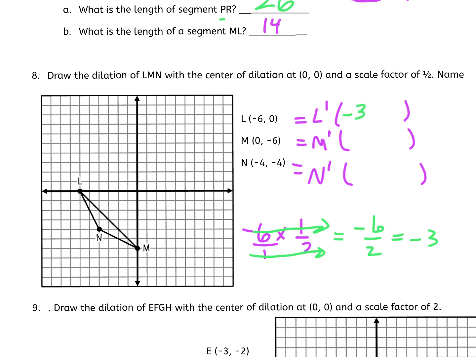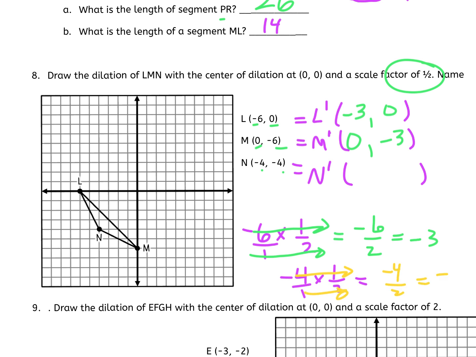Okay. Multiplying by a half is the same as dividing each number by 2. So 0 times a half, or 0 divided by 2, would be 0. We already figured out that negative 6 times a half is negative 3. And then negative 4 times a half is the same as dividing by 2, which would be negative 2.